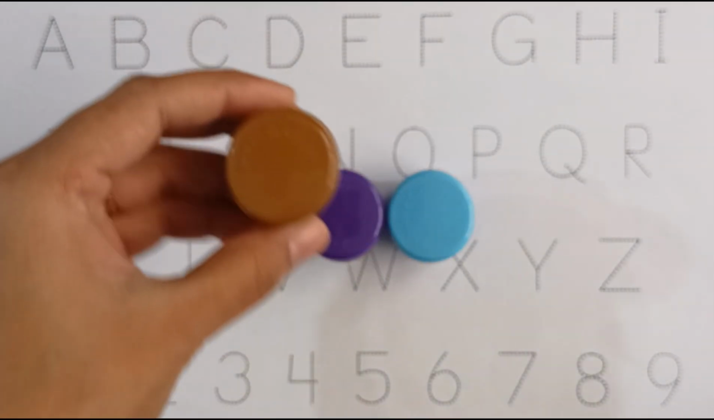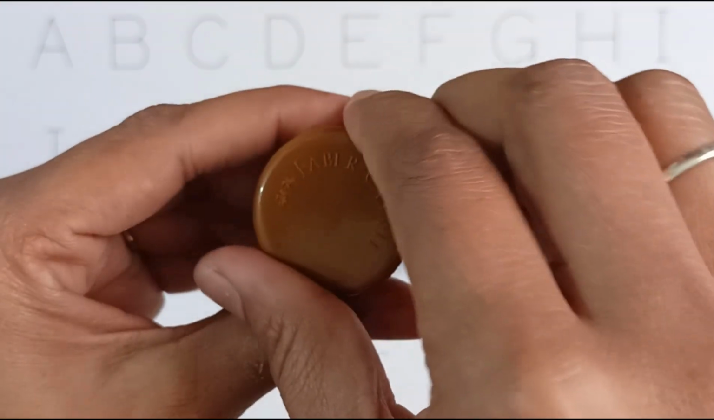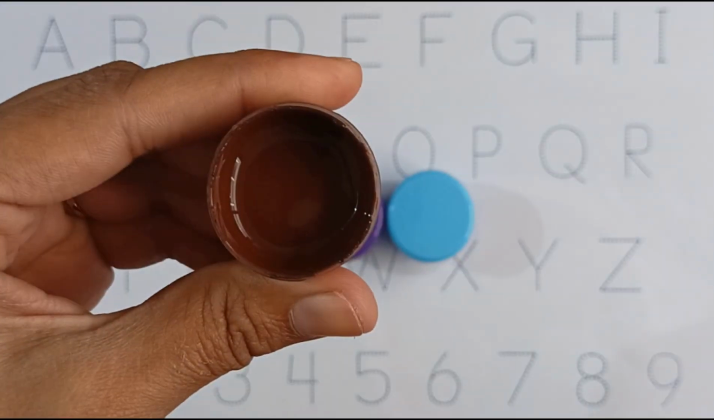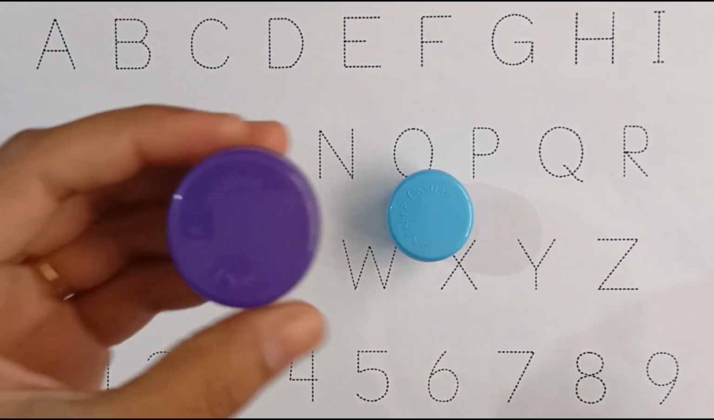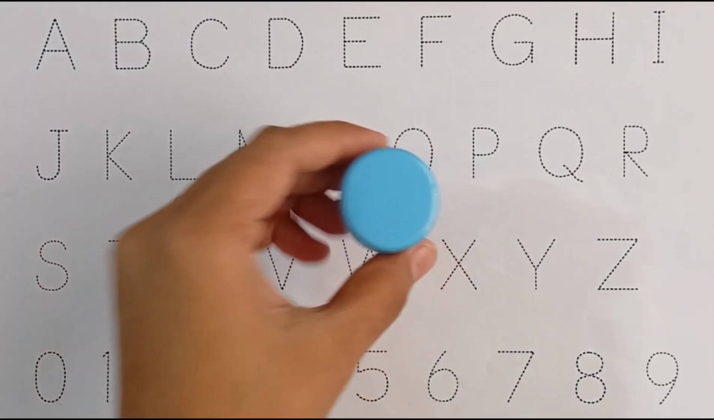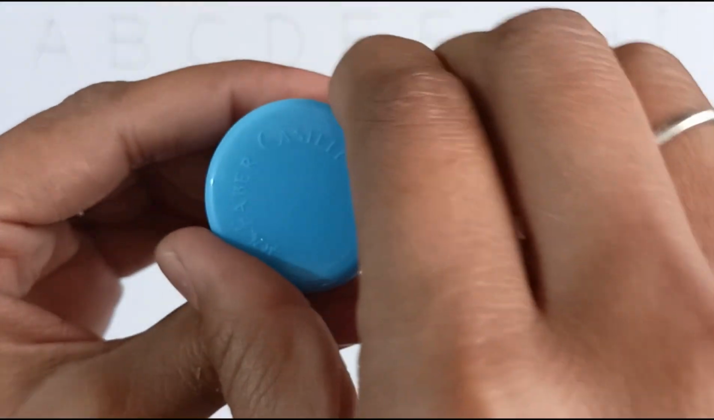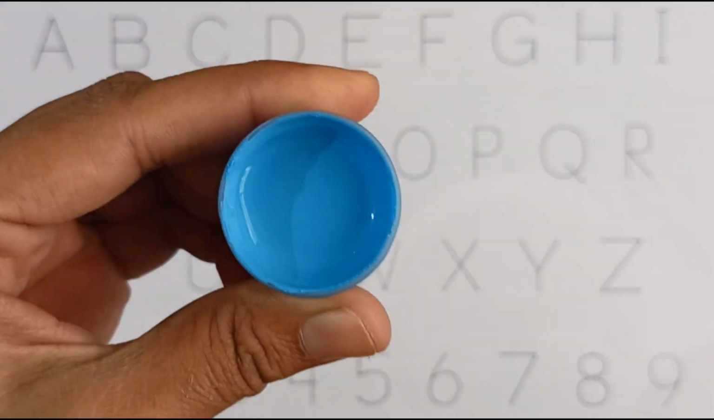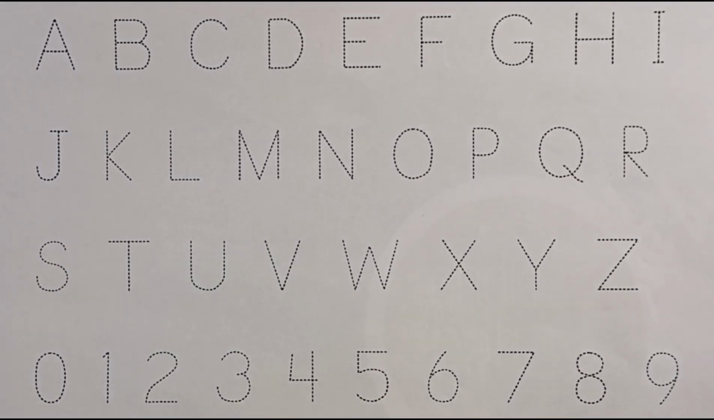Pink color, which color kids? Pink. Brown color, which color kids? Brown. Violet color, which color kids? Violet. Light blue color, which color kids? Light blue. Let's learn alphabets and numbers.